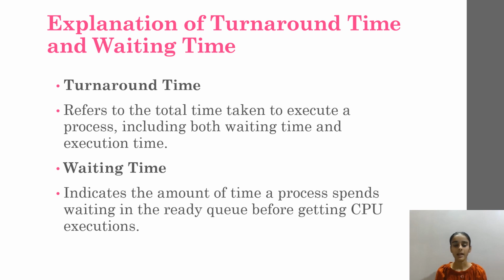Explanation of turnaround time and waiting time. Turnaround time refers to the total time taken to execute the process, including both waiting time and execution time. Waiting time indicates the amount of time a process spends waiting in the ready queue before getting the CPU executions.